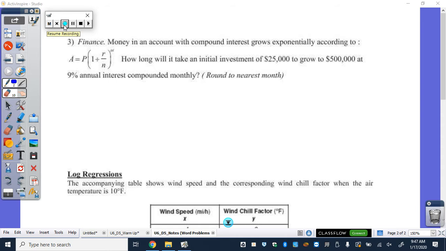So looking at our next one, looking at a finance question here. We have money in an account with compound interest that grows exponentially according to that formula there. That's not a new formula. We did use that one last unit. How long will it take an initial investment of $25,000 to grow to $500,000 at 9% annual interest compounded monthly? Round to the nearest month. All right. So what is our A value for this one going to be? 500,000, because that's what we're looking for our money to grow to.